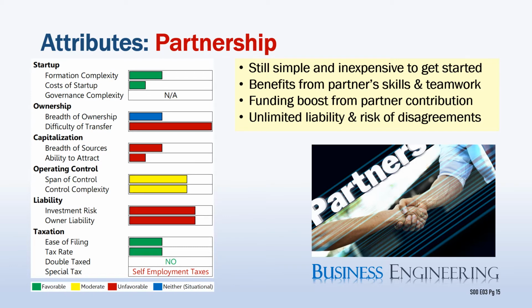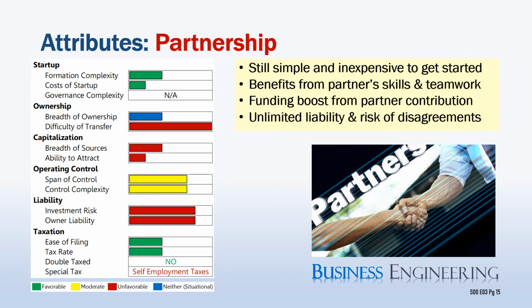The relative attributes, or pros and cons, of an unincorporated partnership are: starting the business is still very simple and low cost. There is essentially zero corporate governance other than a recommended partnership agreement. The breadth of ownership is 100% that of the partners. There may be opportunity for disagreement, and therefore it may be important to identify a mechanism up front to mediate such disagreements. Selling or transferring the business is also not a clean or prescribed process.